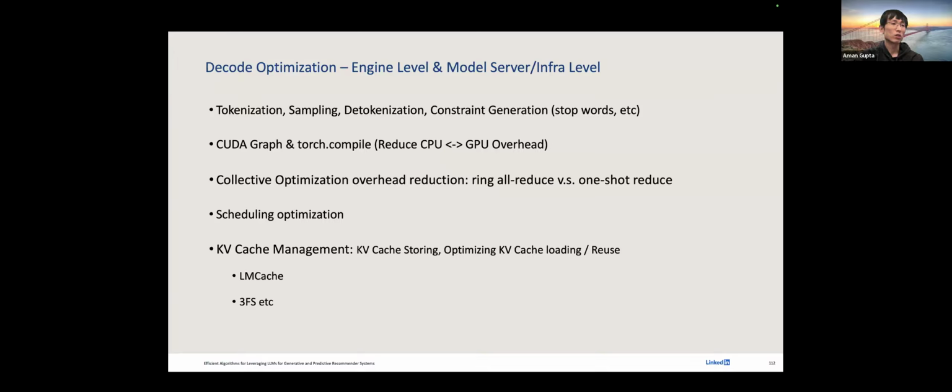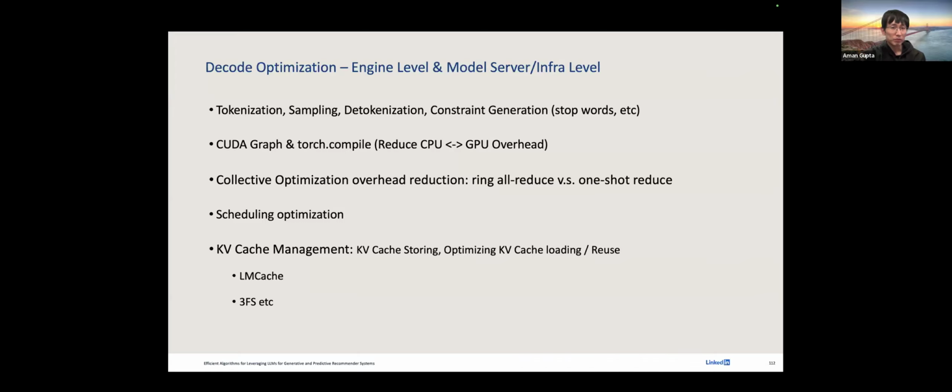So the first one is tokenization, sampling, detokenization, and also some constraint generation. Every generated token needs to be detokenized into text or sampled based on the probability distributions. Sometimes we apply some constraints, like avoiding certain stop words. Although these are lightweight operations individually, doing them thousands of times per request introduces real overhead. So to handle them efficiently, we can do batch tokenization and batch sampling, with the sampling process using some efficient kernels.